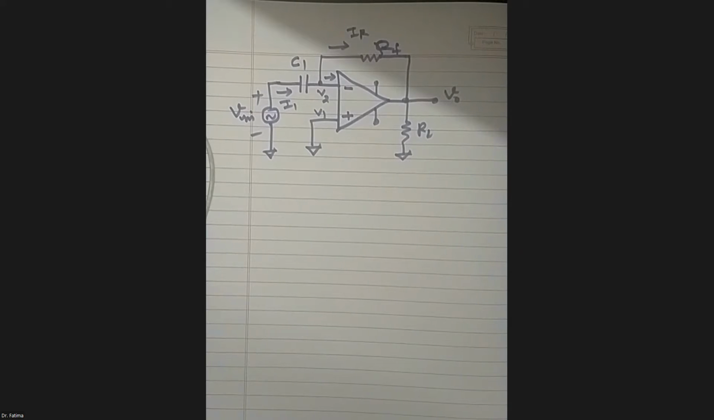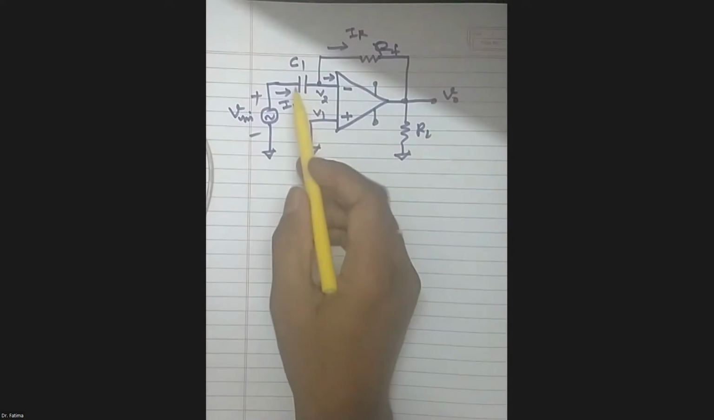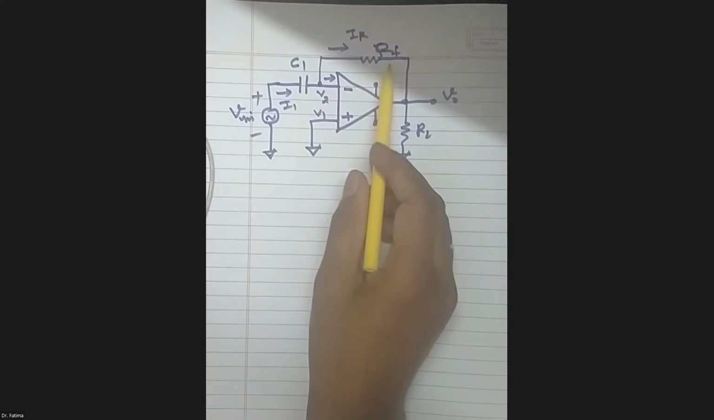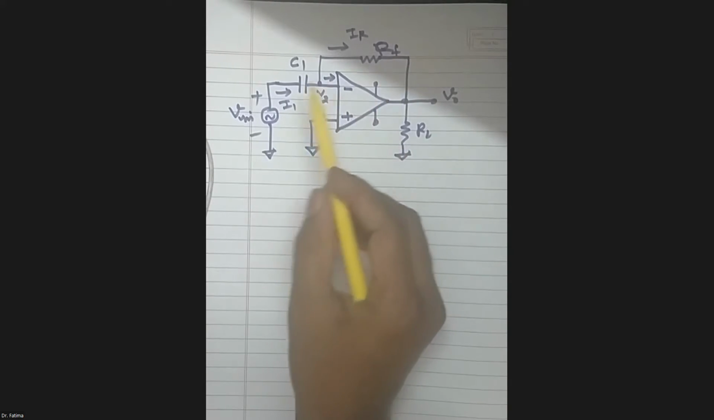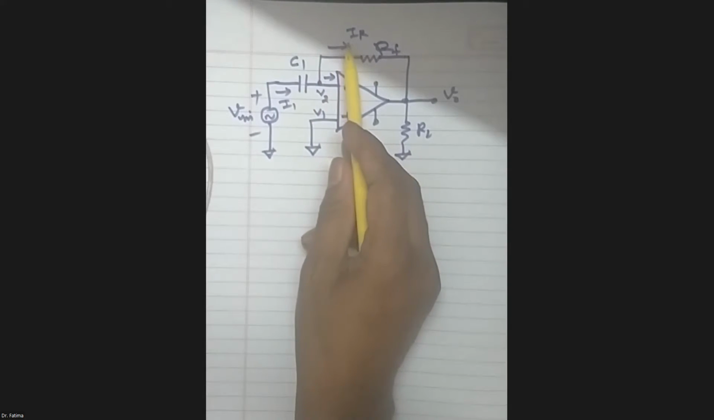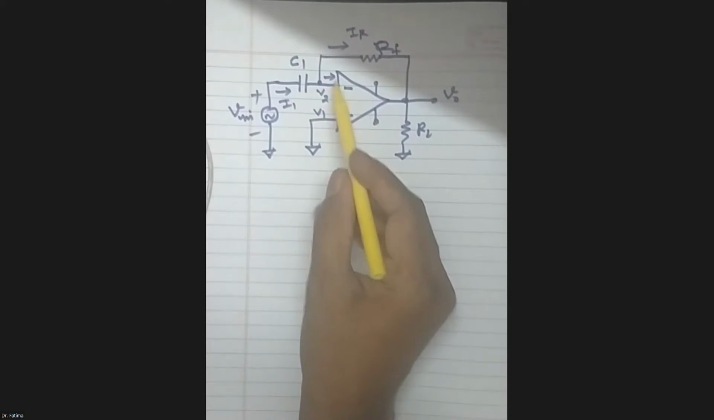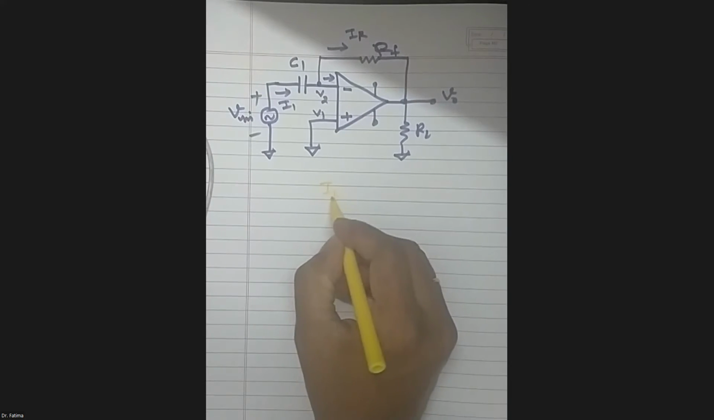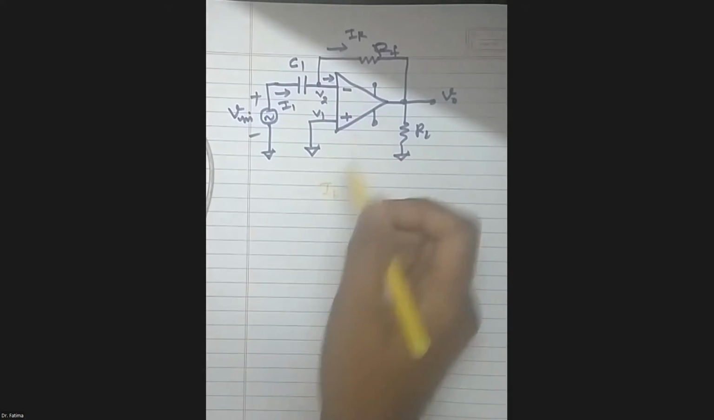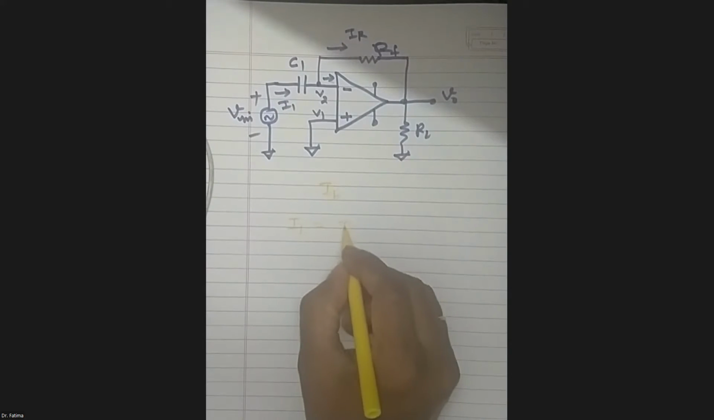Now let us do the calculation for the output voltage of the differentiator. Here you can see the circuit diagram of the differentiator. I have taken C1 as the capacitor connected at the input and RF is the resistance connected in the feedback. I'm considering I1 as the current flowing through this capacitor, and it is divided into IF and IB. Here IB current is flowing. Now the current I1 is divided due to this parallel path, so I1 is equal to IF plus IB.